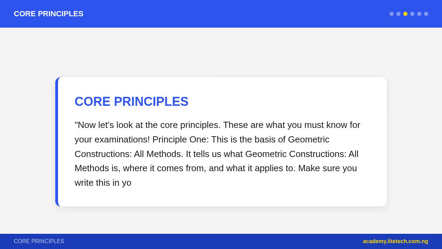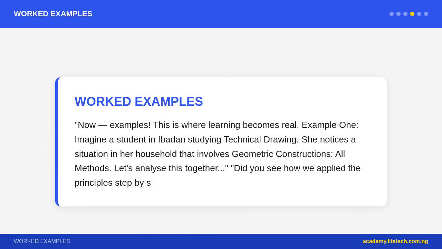Now, examples. This is where learning becomes real. Example 1. Imagine a student in Ibadan studying technical drawing. She notices a situation in her household that involves geometric constructions, or methods. Let's analyze this together. Did you see how we applied the principle step by step? That is exactly what WAEC examiners expect from you.